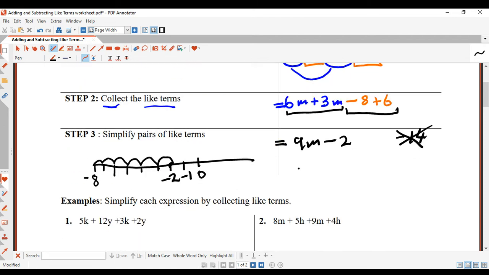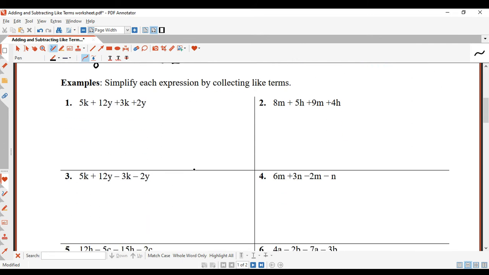All right, so let's have a look at these examples. I'm going to do one, and then you're going to do one. So let's start off with this question. I'm going to box the like terms first. So 5k and then plus 3k. They're like terms. And then I'm going to box these: that's positive 12y. Make sure the plus sign is included in the boxing.